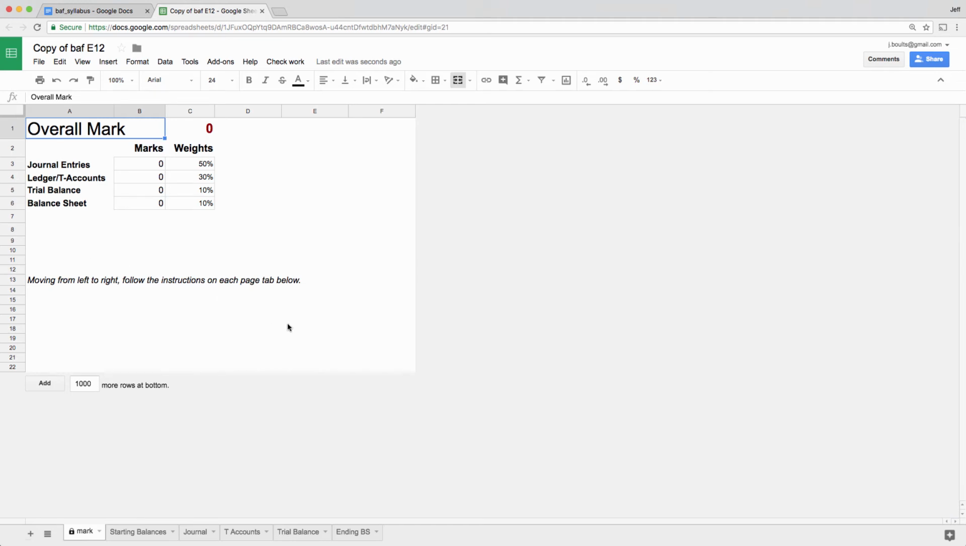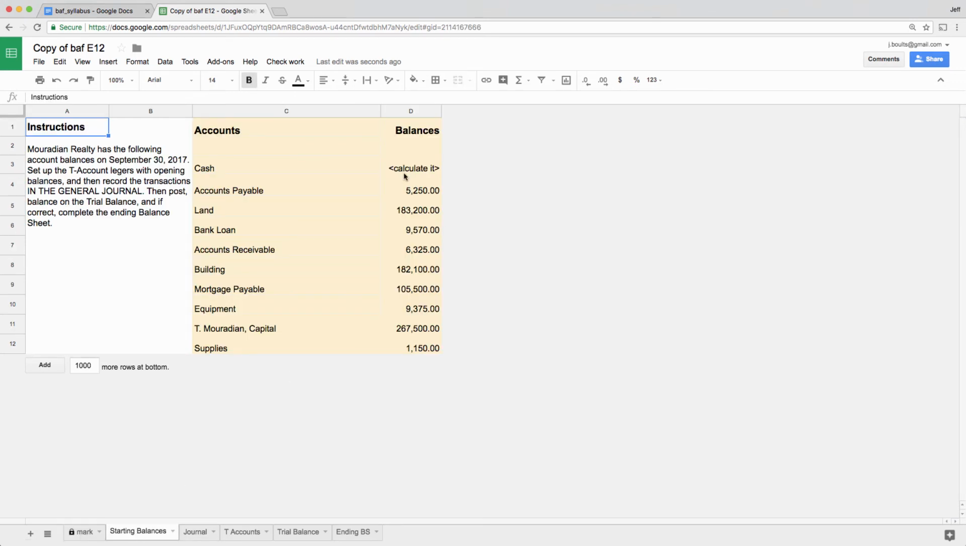Moving from left to right through the accounting cycle, we have these steps. So we're going to start with our opening balances. As you can see, we have some, and an annoying teacher trick of making you have to figure out what cash is based on the equation is also in this one too. So once you've figured it out, here's what you need to do.